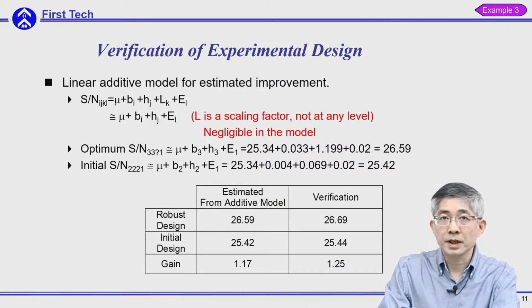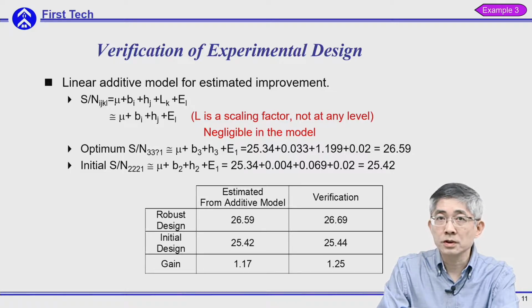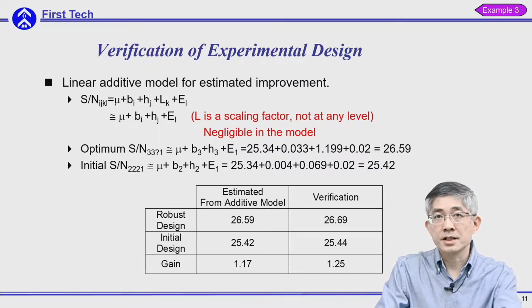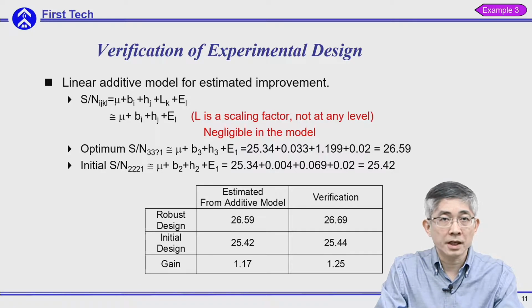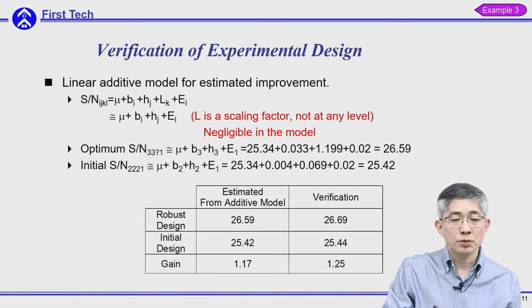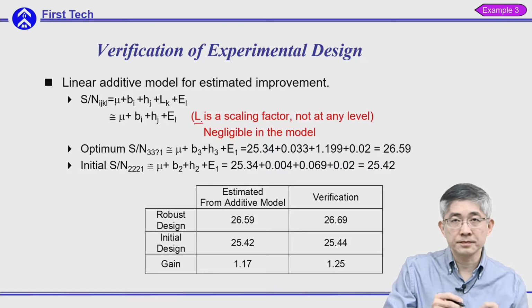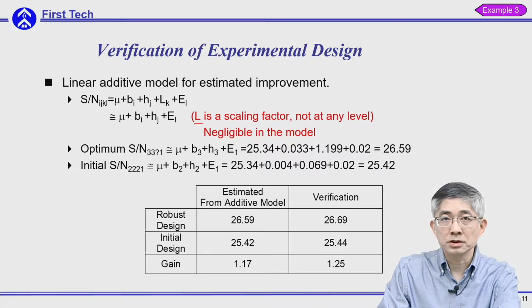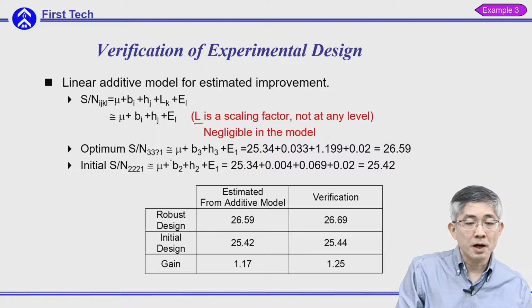Let's use this model to predict the SN ratio for the initial design and also for the optimum design, and compare whether that improvement is the same as the result from the outer array experiments. This is a two-stage optimization, which is a nominal-the-best problem. So we have a scaling factor, which is L in this case, and L is a type 3 control factor. Therefore, type 3 control factors have little or no effect on SN ratio. Especially when we do the two-stage optimization, the scaling factor will not be at any preset level, so we cannot find the corresponding main effect for these scaling factors.